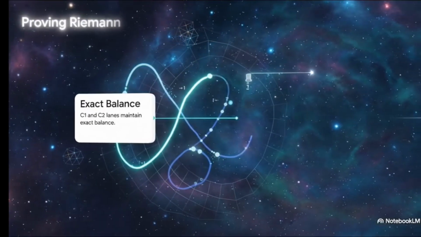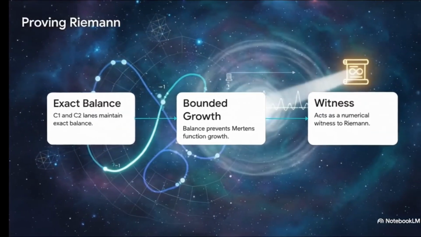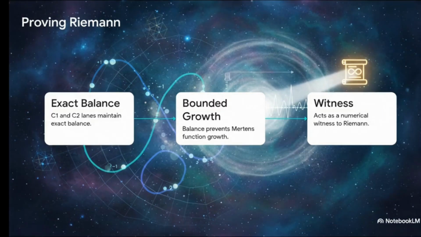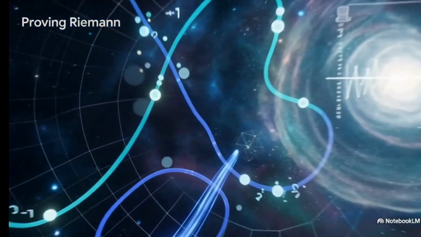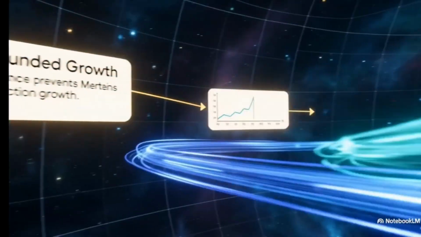Let's see how this builds, because this is where all the pieces completely snap together. Step 1. Our C1 and C2 lanes maintain an exact mirror image balance on the mod 30 lattice. Step 2. Because every single C1 prime is paired with a C2 mirror, their +1 and -1 contributions to the Mertens function perfectly cancel each other out, preventing any runaway growth. Step 3. This flawlessly balanced cancellation acts as a direct, numerical witness proving the Riemann hypothesis.